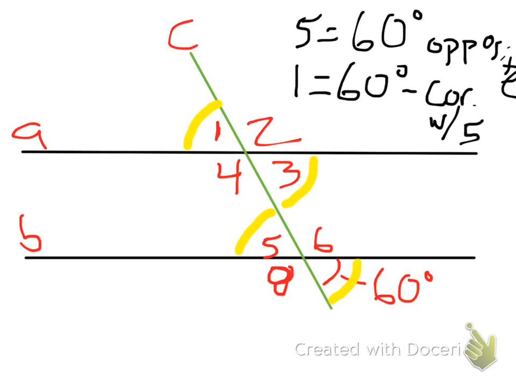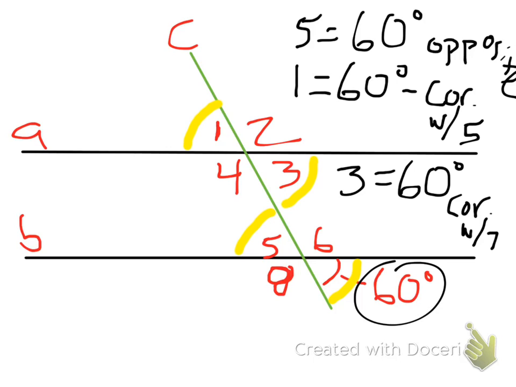I also know the measurement of angle 3, and there are two ways that I can know this. I know that it's equal to 60 degrees because it corresponds with angle 7, or with our 60 degree measurement down here. I also know that it is opposite of angle 1. So I've just figured out 4 angles right away really quickly.